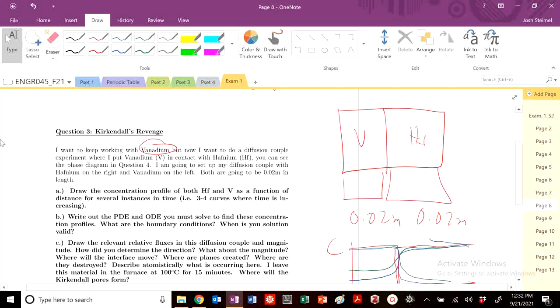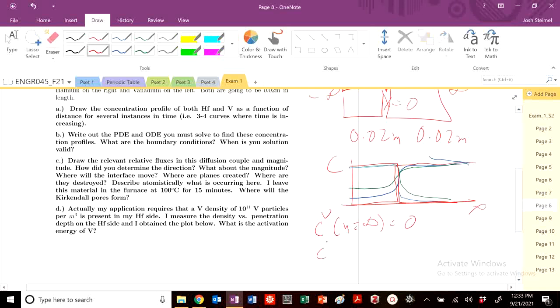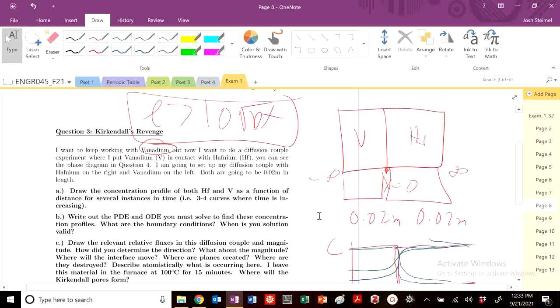So, fantastic. Write out the PDE and ODE you must solve to find these concentration profiles. So 0.02, that's still a pretty large distance, so I'm going to make my semi-infinite solution. This solution is valid as long as 10 square root Dt, the length of my material, is greater than this. So if I'm looking at here, I'm going to set this as my x equals 0. If I'm looking at the concentration of vanadium at eta equals, this is infinity, this is minus infinity. At infinity, it's going to be equal to 0. At minus infinity, it's going to be equal to 1. And vice versa for hafnium.